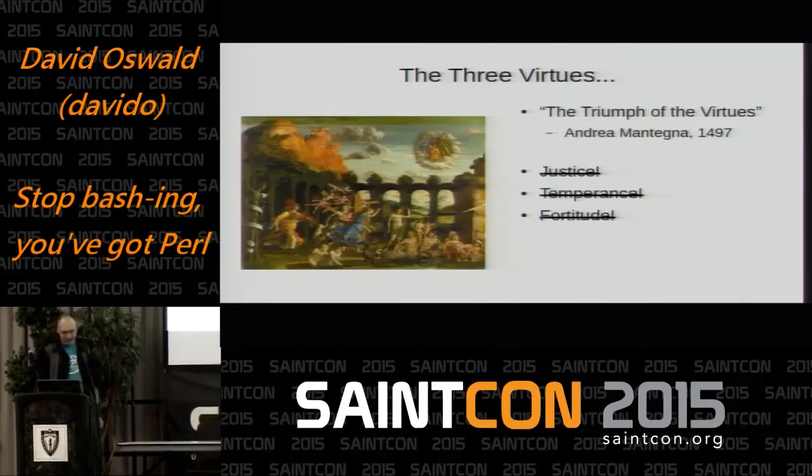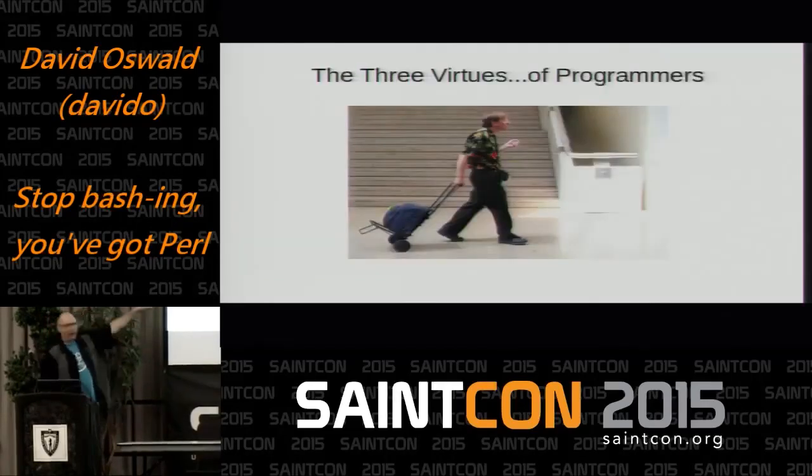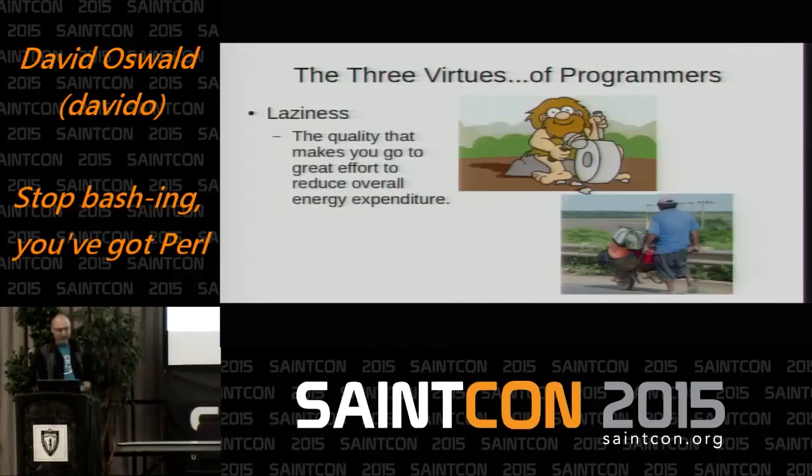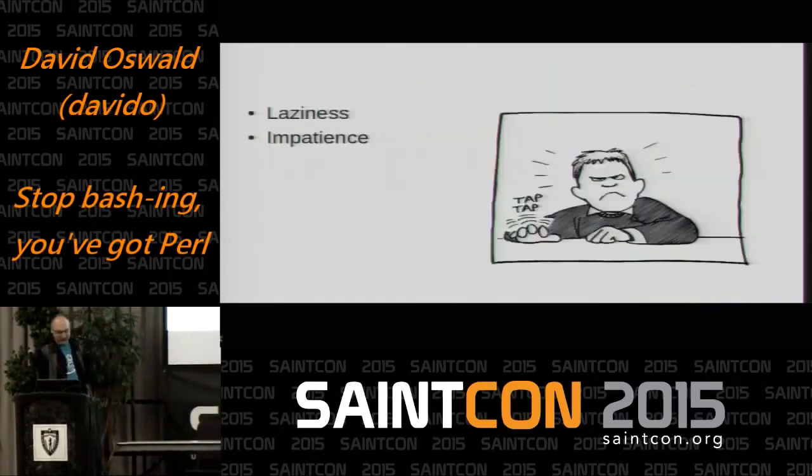The 3 virtues of a programmer, this is Larry Wall, he invented Perl. The 3 virtues of a programmer are laziness. Laziness is the quality that makes you go to great effort to reduce the overall energy that you expend. So it's kind of a paradox, right? Laziness. Another one is impatience.